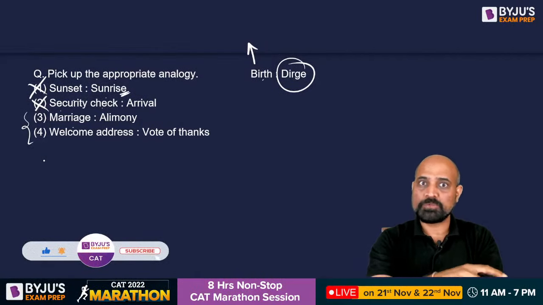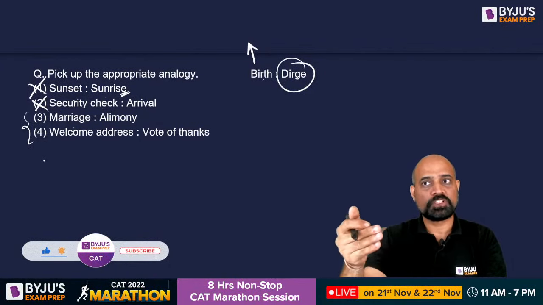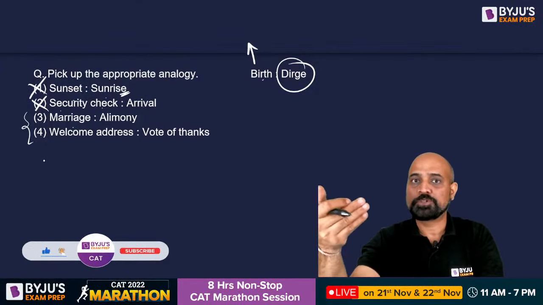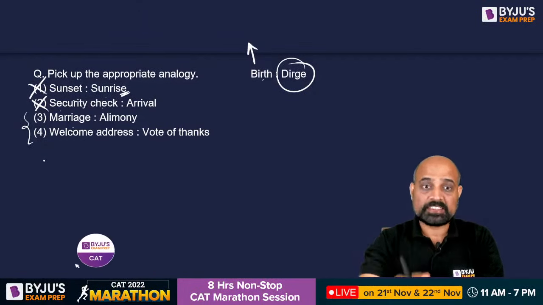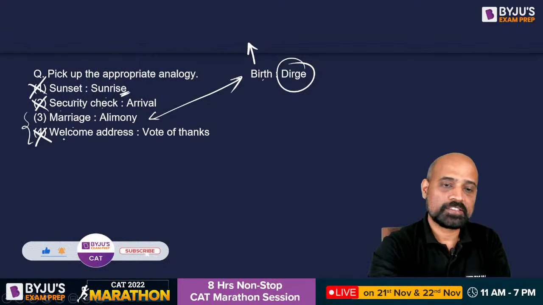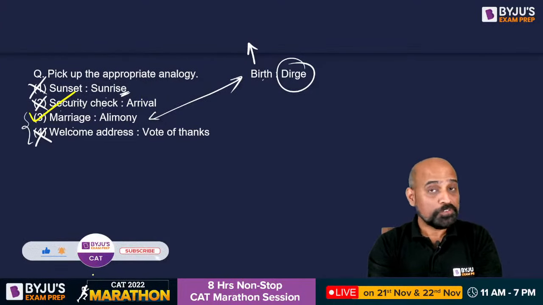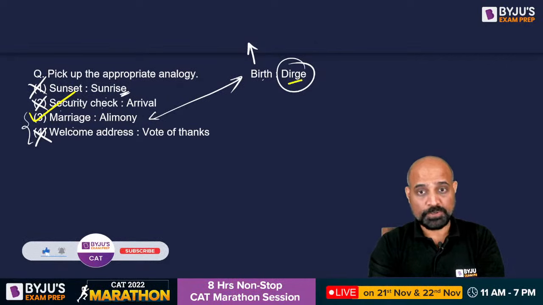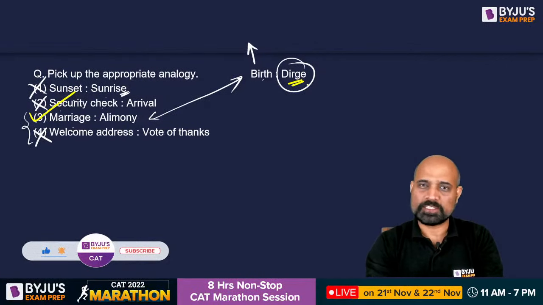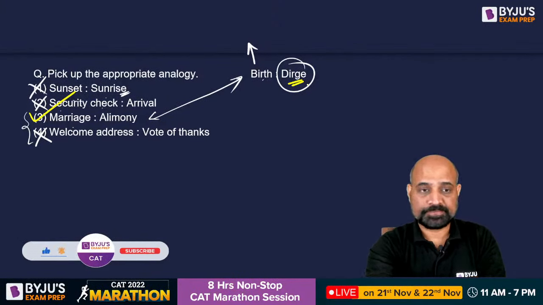Marriage का antonym हो जाएगा divorce. But because of divorce, the consequence is that somebody will have to pay alimony. That is something which is more related to birth and dirge rather than welcome address and vote of thanks. So the correct answer is going to be the third option. Right? So a difficult one. Especially if you don't know the meaning of dirge, तब तो difficult है नहीं, तब तो आसान है. Skip करो, तुक्का मारो, आगे बढ़ो. Even if you know the meaning, in third and fourth, a lot of people made mistakes there.